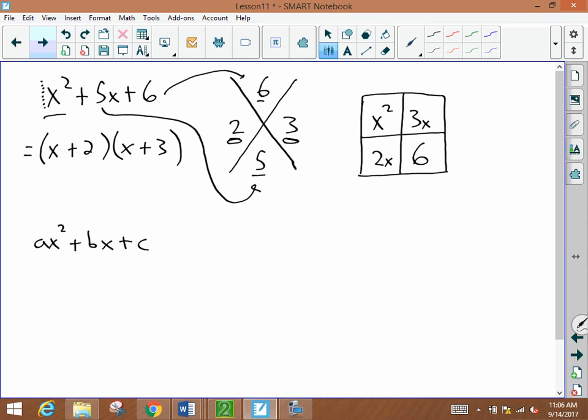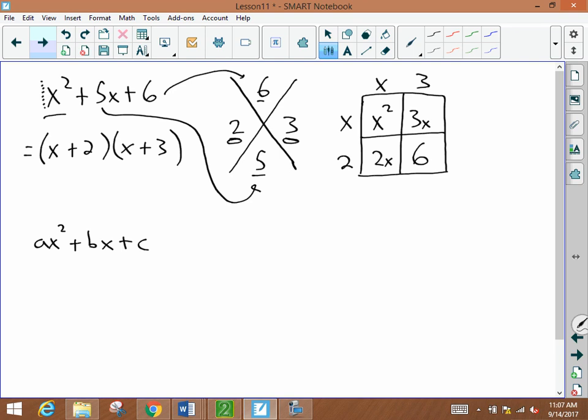I'm going to find the greatest common factor of my rows and my columns. The greatest common factor here is x. The greatest common factor of these 2 is x, because x divides both of them. The greatest common factor of these 2 is 2. The greatest common factor here is x. And this one is 3. And there it is. There's my x plus 2 and my x plus 3. It's the X box method for factoring. Works seriously every time.